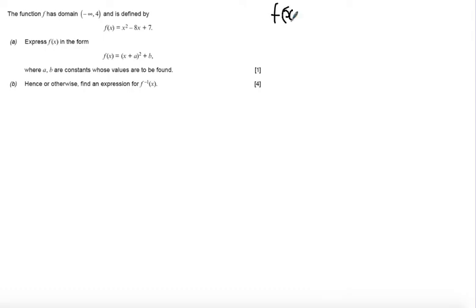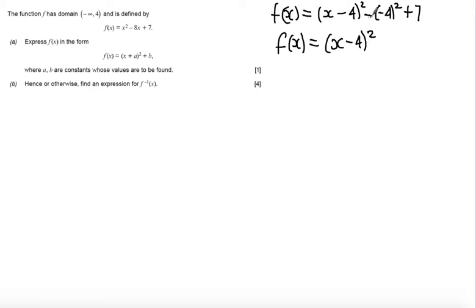So f of x equals, I want to halve the coefficient of x, so I get (x minus 4) squared. Remember that when I expand this bracket, I get x squared, I get two lots of minus 4x, which is what gives me the minus 8x, but I also get an additional plus 16. So I then have to subtract the constant squared, or subtract the minus 4 squared. Don't forget to add the plus 7 on at the end. So when I simplify this, f of x is equal to (x minus 4) squared. We've got minus 16 plus 7, which is minus 9.